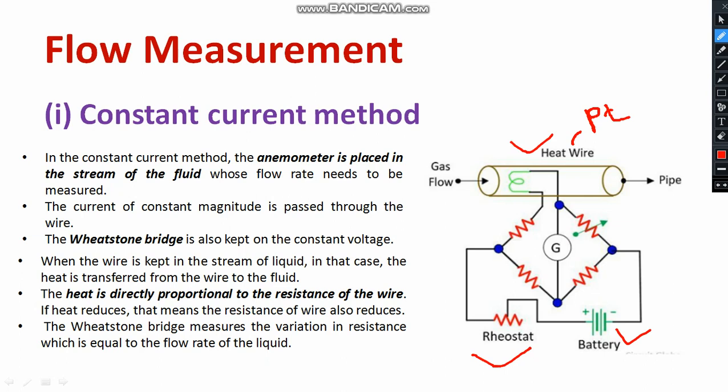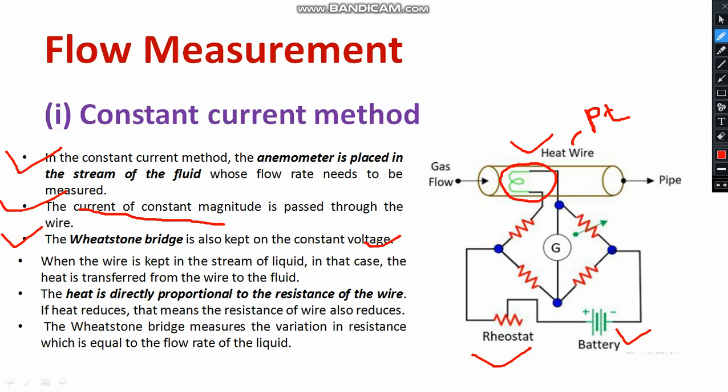So what is the speciality here? In the constant current method, the anemometer is placed in the stream of the fluid whose flow rate needs to be measured. In this method, the current is maintained constant. A constant current is passed through the platinum wire. The Wheatstone bridge is also kept at constant voltage.